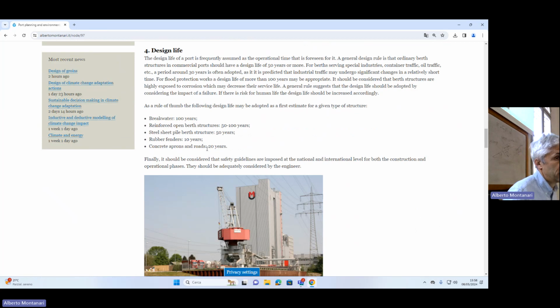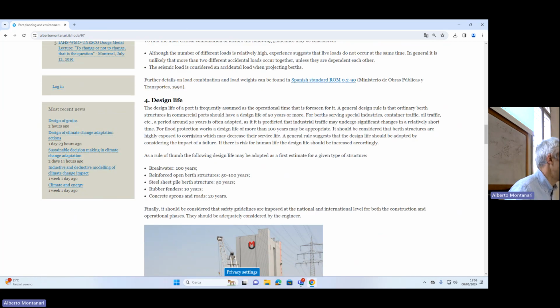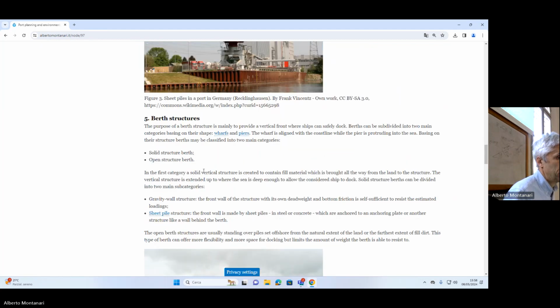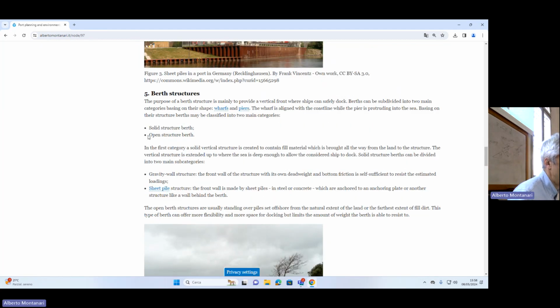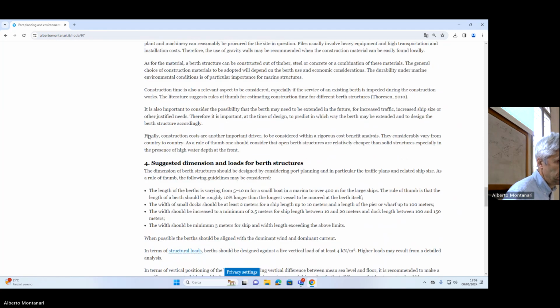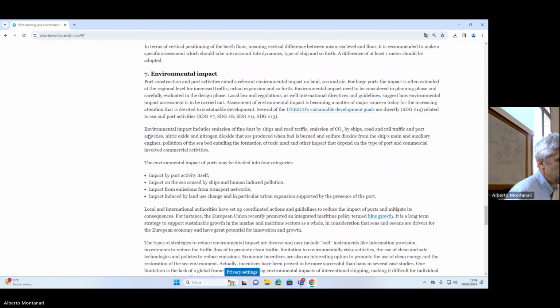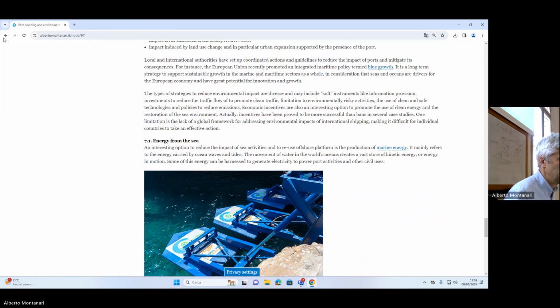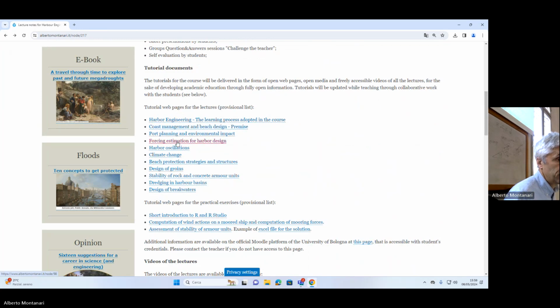Design life, same thing. What is the design life? And for instance, for breakwaters, typical design life is 100 years. Berth structure, solid structure berth, open structure, and that's it. And then I think that's it, okay? And forcing estimation, this is a bit more technical.